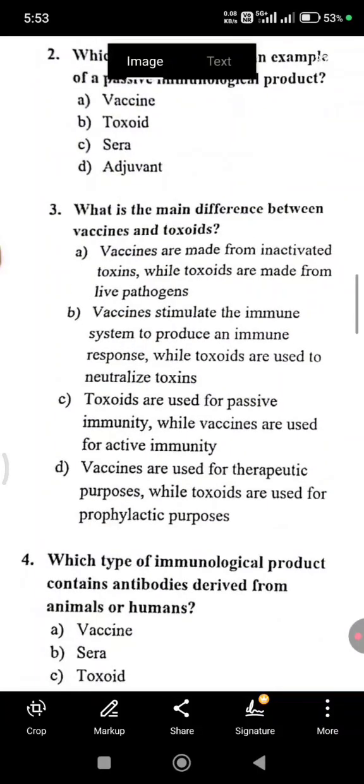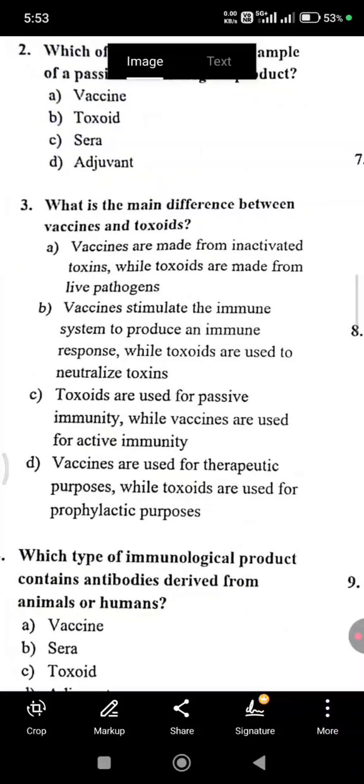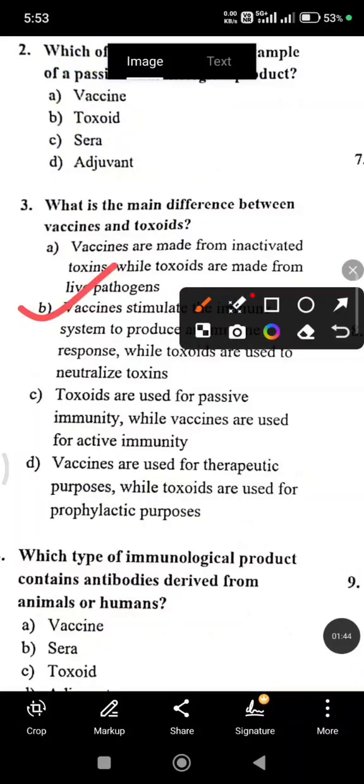Let's go to question number 3. What is the main difference between vaccines and toxoids? Option A, vaccines are made from inactivated toxins, while toxoids are made from live pathogens. Option B, vaccines stimulate the immune system to produce an immune response, while toxoids are used to neutralize toxins. Option B is the right answer.